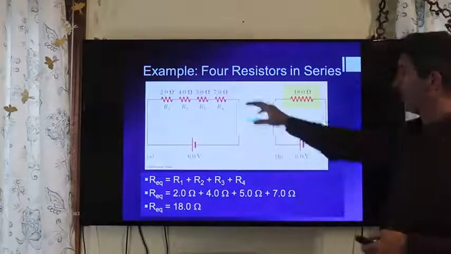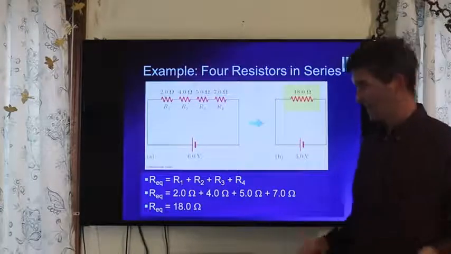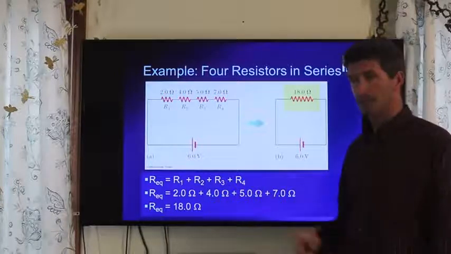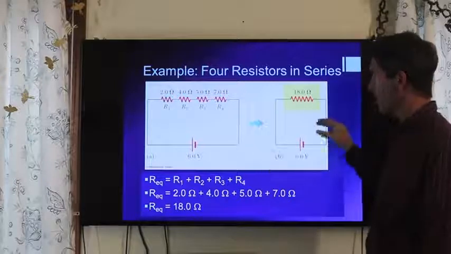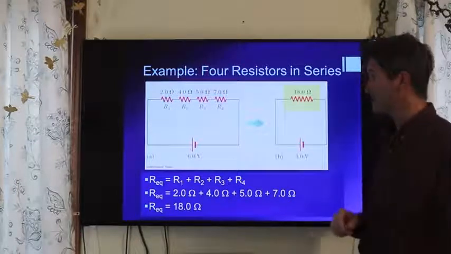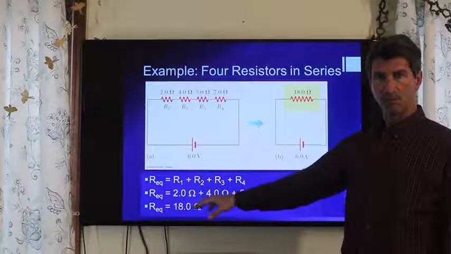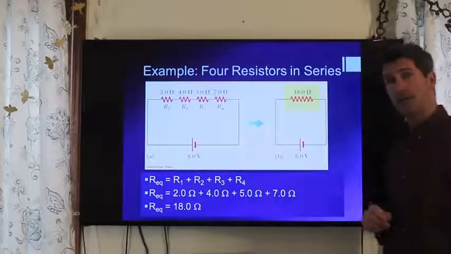Again, finding out the equivalent resistance, that's easy. 2 plus 4 plus 5 plus 7. That's 18. So the total effect of these 4 resistors in series is the same as an 18 ohm resistor. Okay? Now we have the 18 ohms.